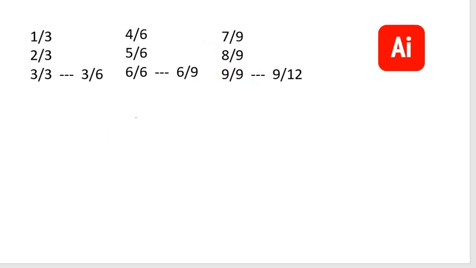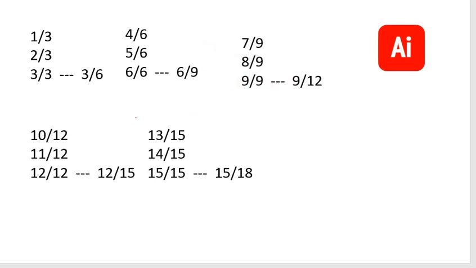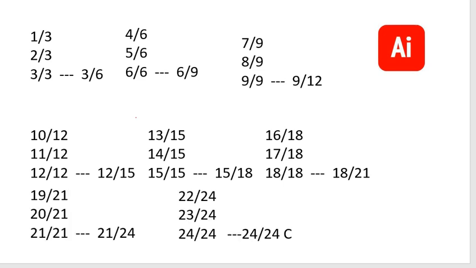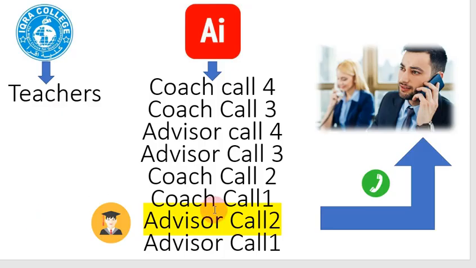Same thing. They go to the 12s. Then you go to the 15s. Then you go to the 18s. Then you go to the 21. Then you go to the 24. And you'll get a call every time that you go to another level. Okay, so that's how it is. So here's an example of going to the next calls.